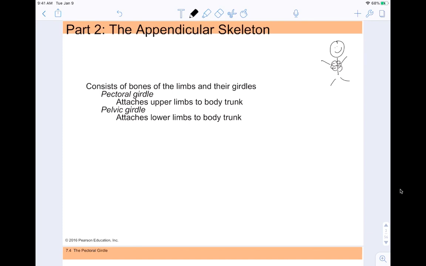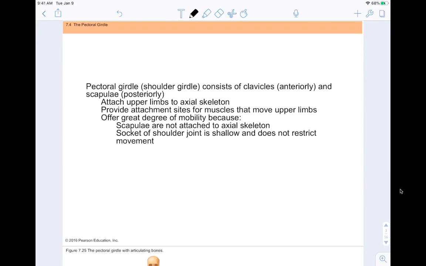That's called a girdle. So we're going to be covering the pectoral girdle, which is how your upper limbs are attached to the body, and the pelvic girdle, which is how the lower limbs are attached to the body. Okay, so first in our pectoral girdle, we have our shoulder girdle. That's how your arms are attached to your body. It's going to be your clavicles anteriorly, which are your collarbones, and your scapula, or shoulder blades, that are on the back of your body posteriorly. So we have the attachment of our upper limbs to our axial skeleton through the pectoral girdle.